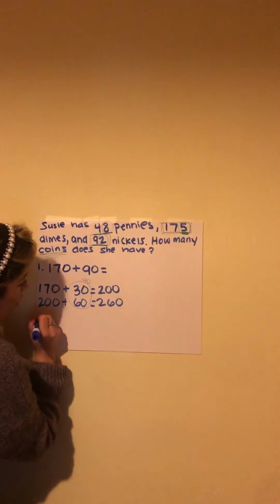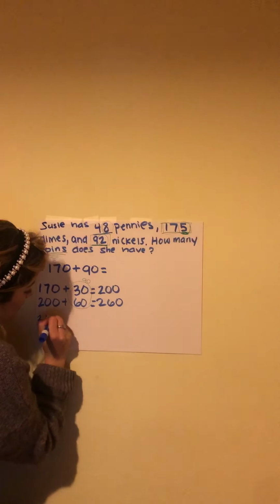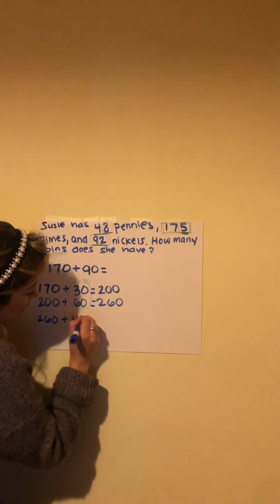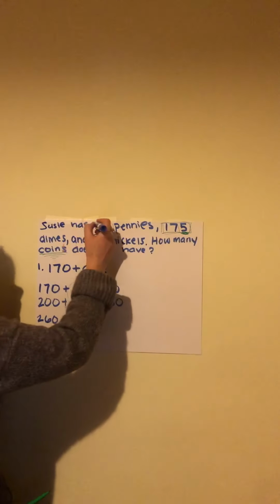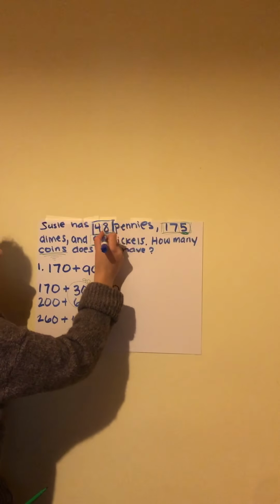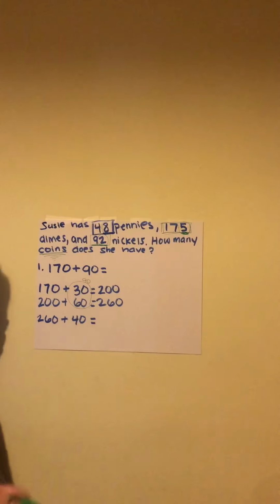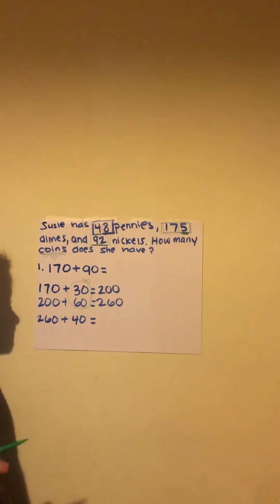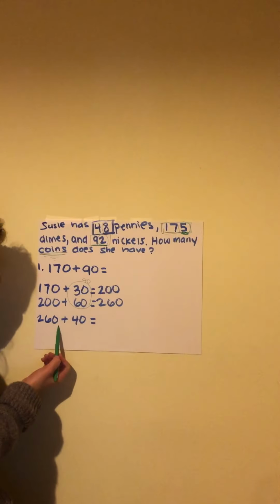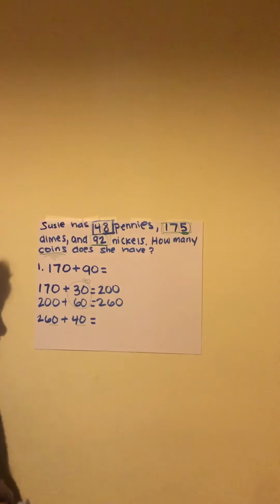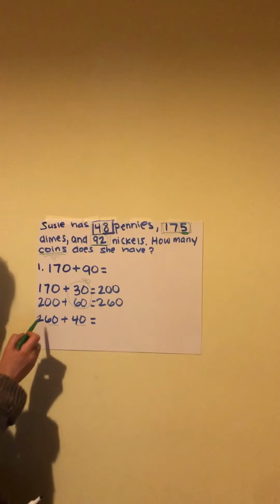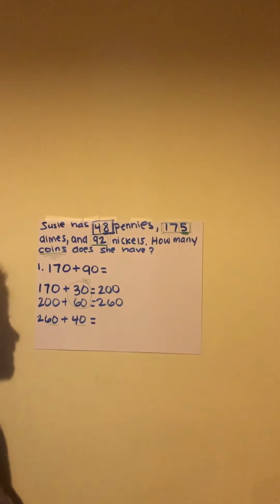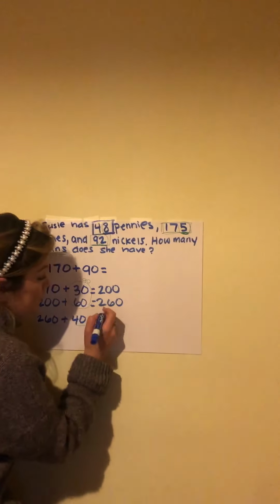So as of right now, I'm at 260, and I'm going to add 40 to that because 40 is my number and I'm not using my ones place yet. Also, I could have done smaller jumps like 260 plus 20 plus another 20, but I already know that 60 and 40 is going to get me to 100, which means that 260 plus 40 is going to get me to 300.